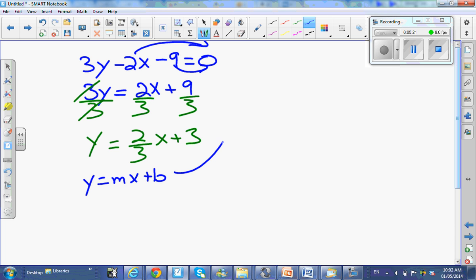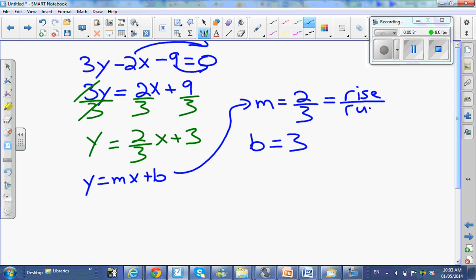So we can clearly see that the slope, or my m, is 2/3, and my b value is 3. Remember, slope again is rise over run. Okay, so if I actually made a table of values for this thing, you would notice that the y values are increasing by 2/3 each time. So let's go ahead and try to graph this one.